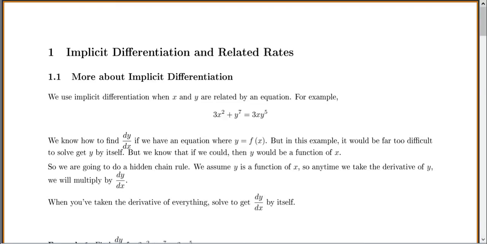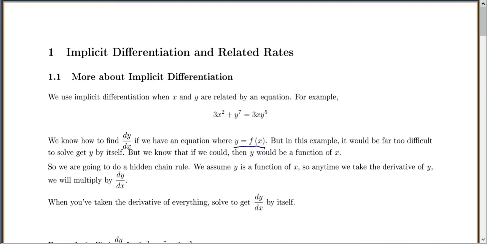For example, if we have 3x squared plus y to the 7th equals 3x y to the 5th. Normally we're used to equations where y is some function of x, and then we just find dy dx by just taking the derivative. Nice and simple. But in this example, there's no way you're going to solve this to get y by itself. And so we need to find something else to do.